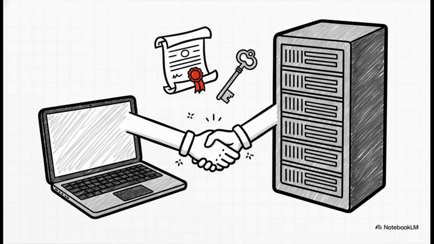So how does that lock actually get created? It happens through the TLS handshake. Before any sensitive data even thinks about moving, the client and the server have a little introductory meeting. They exchange a hello, they pass a digital certificate to prove their identity, and they swap an encryption key. Only after this handshake is totally complete does the real data transfer begin. It's a non-negotiable step that ensures everything that follows is fully encrypted and safe from prying eyes.